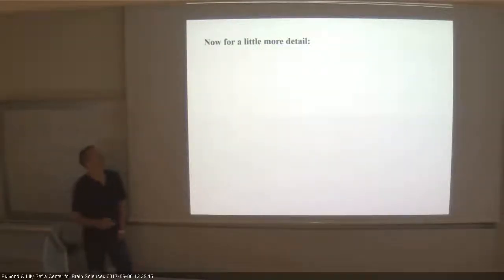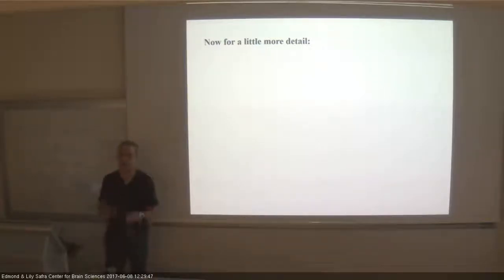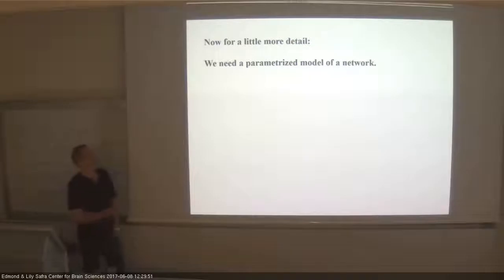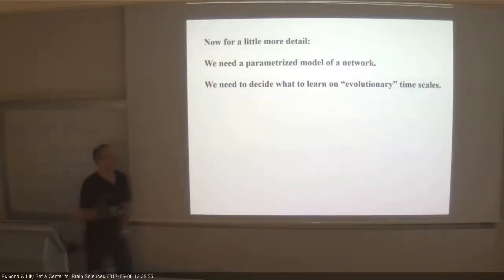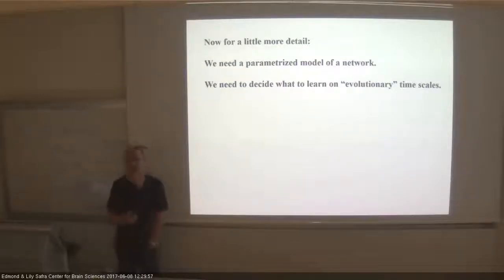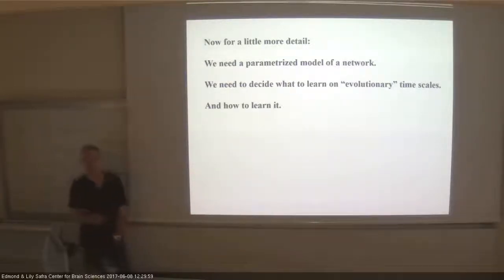A little more detail. We're going to have to build some starting point of a model. What do we need? We need a parameterized model of a network. We have to decide what to learn on evolutionary timescales and how to learn it. If we have these three things, we then have ourselves a math problem. And once you have a math problem, maybe there's a chance at solving it.